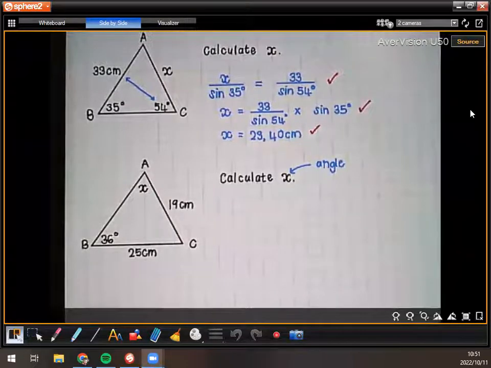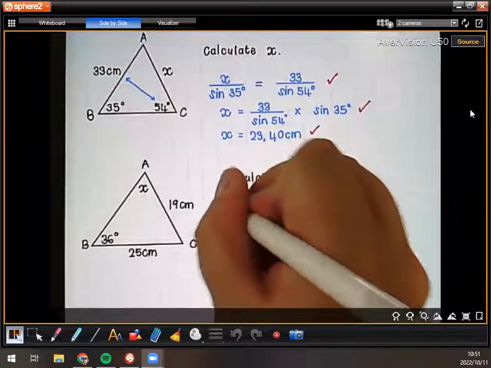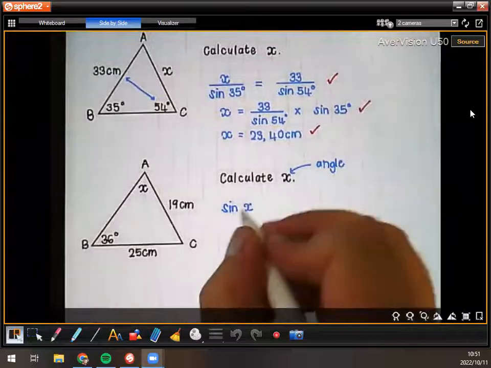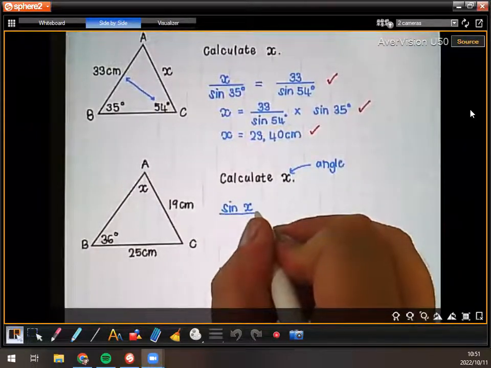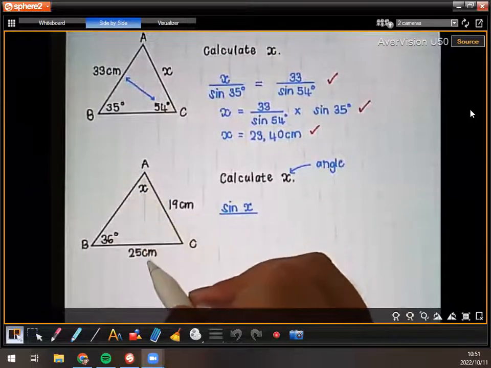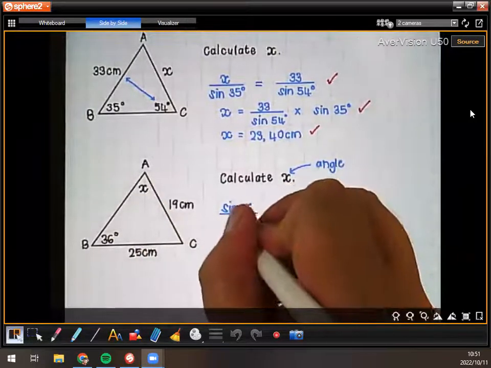So that means that when we are using sine, we're going to put the sine x at the top. In the previous two questions, x was the side, so we put the side over the angle. Now we're going to do angle over side. So we're going to say sine of x, it's always the angle we're finding, over the side that is opposite that angle. So in this case it is 25.